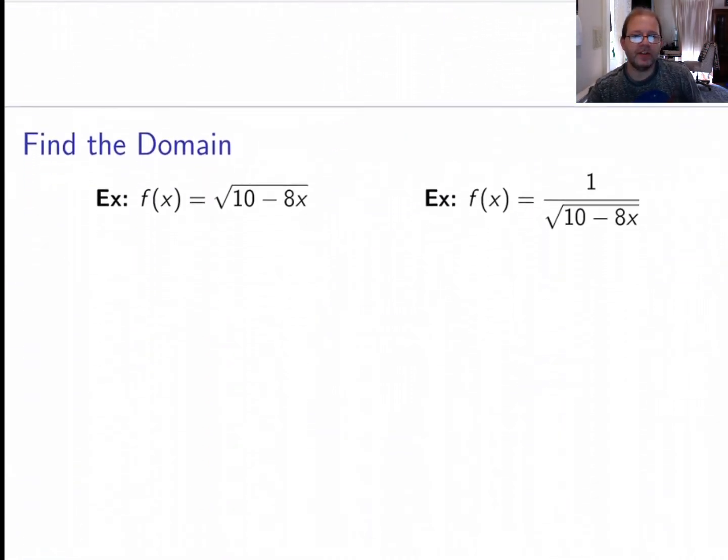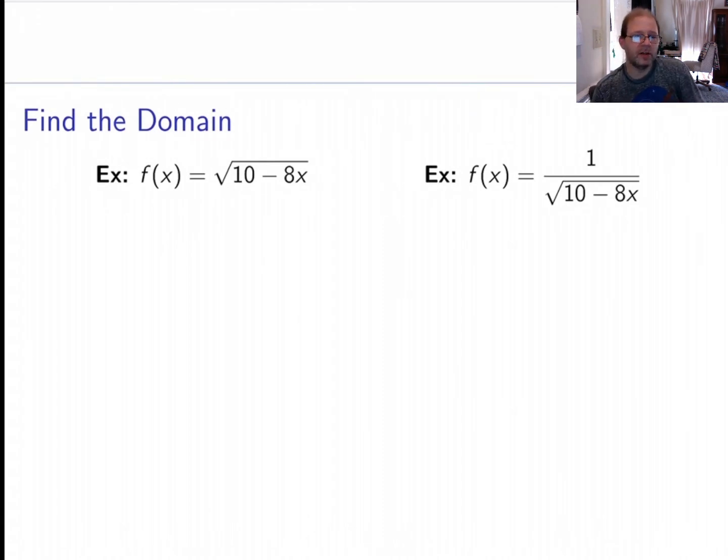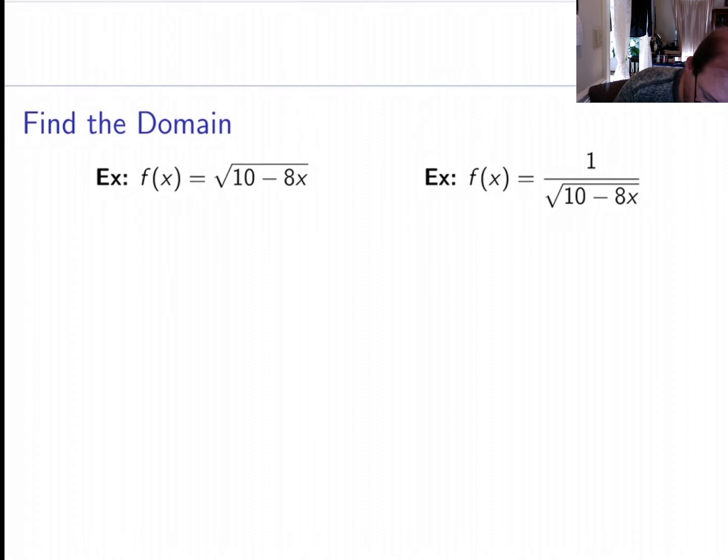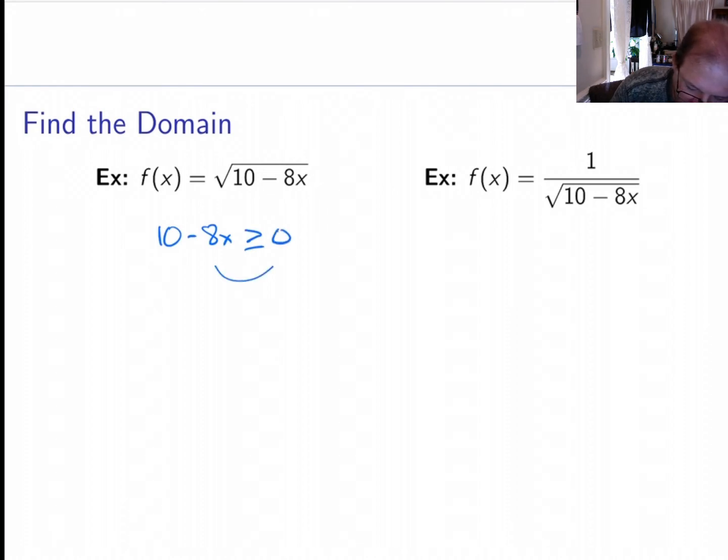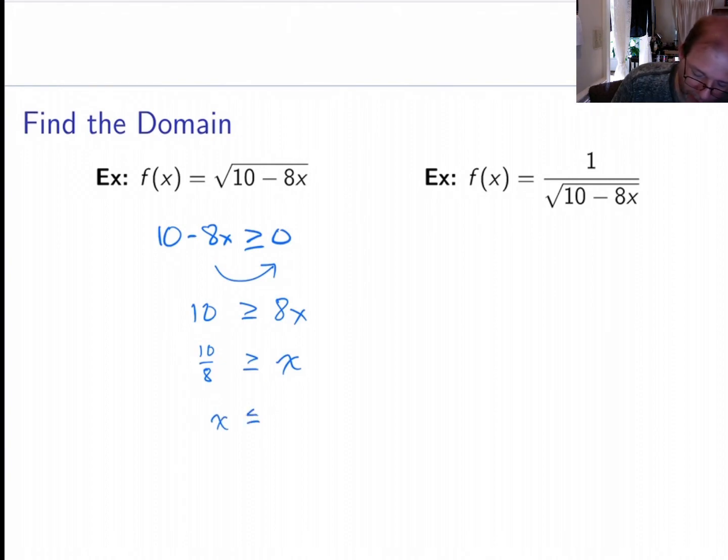All right, let's look at these two functions. Notice these are closely related. F of x is 10 minus the square root of 10 minus 8x. The domain of this is going to be, we'd set 10 minus 8x to be greater than or equal to 0. Now I'm going to move my 8x over to the other side. So x is less than or equal to 10 over 8, that's 5 over 4.